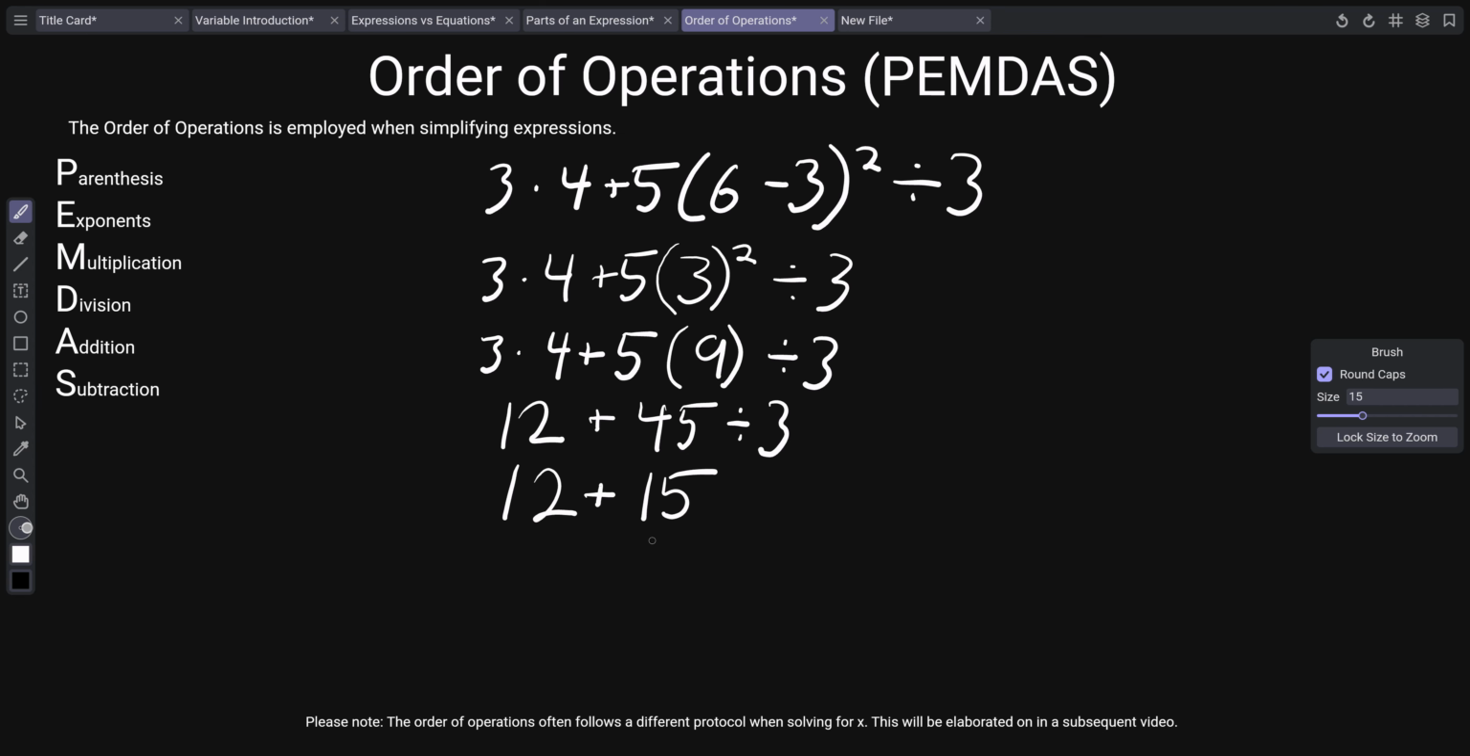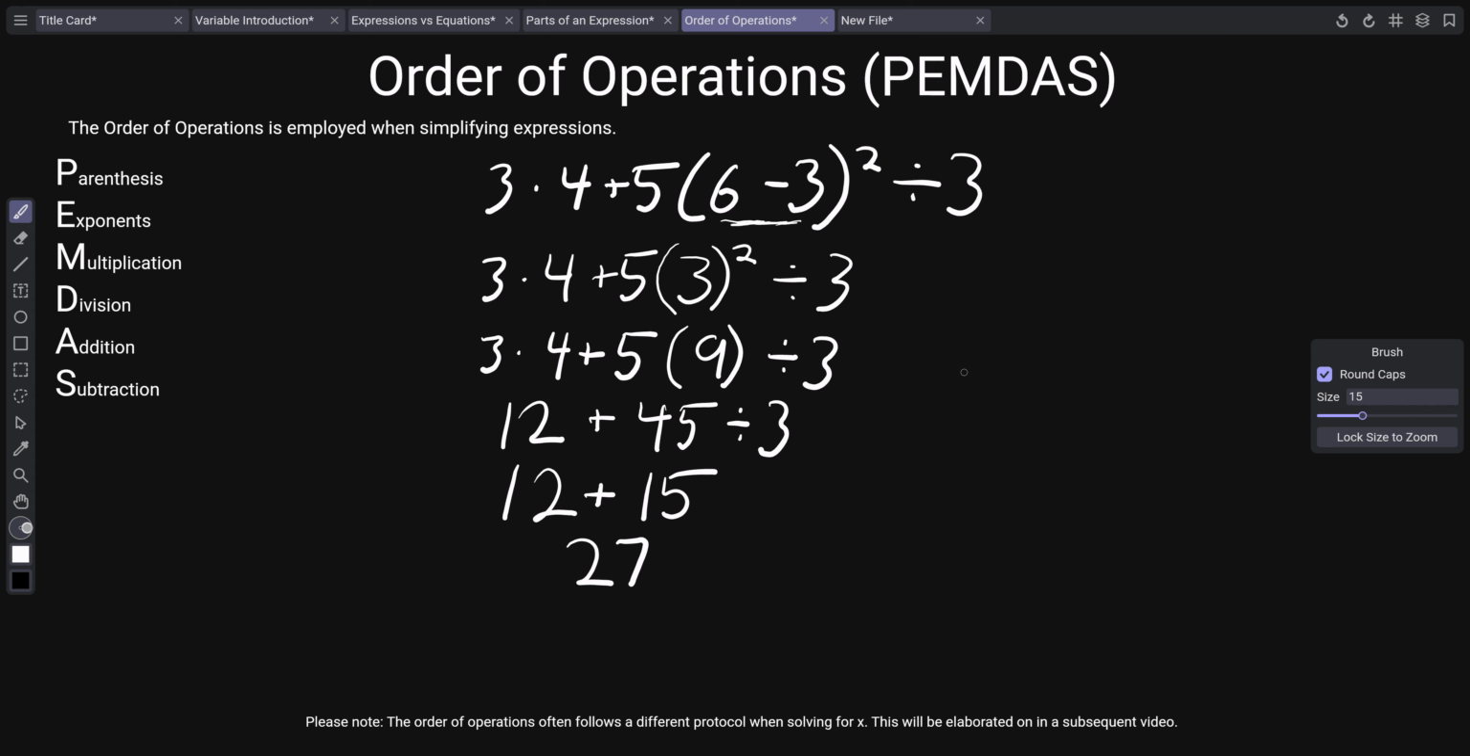And finally, the last step, addition. We're going to add 12 and 15 together. That is going to give us 27. Subtraction would normally be the last step, but because we had subtraction up here in the parentheses, we don't even have to worry about it because there's nothing left. So that's why the subtraction came first in this example, because it was in the parentheses.